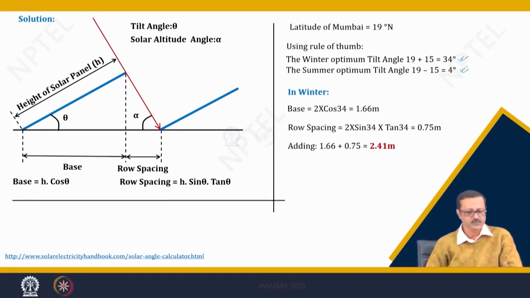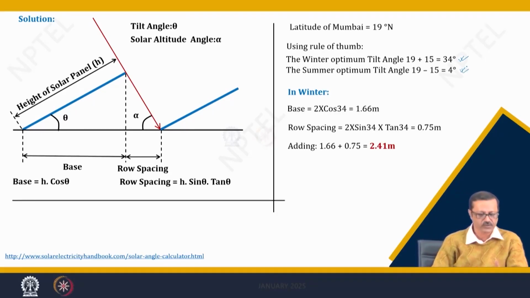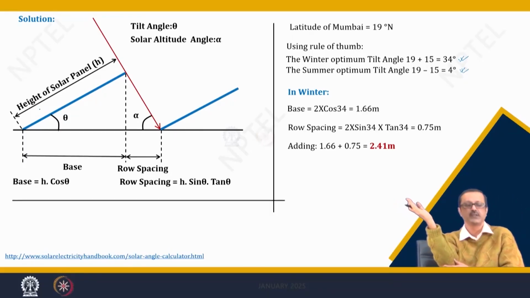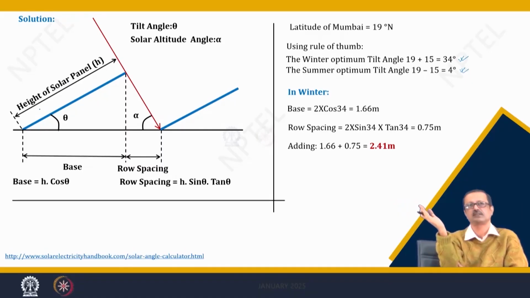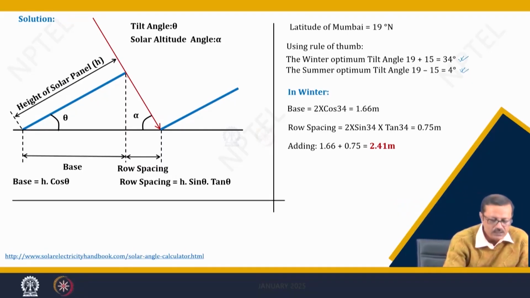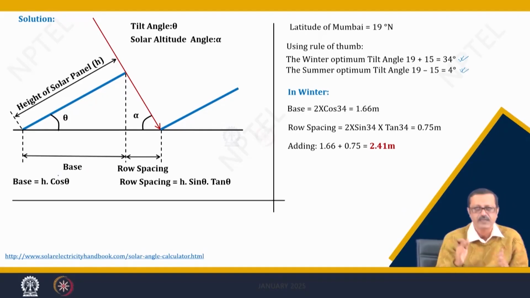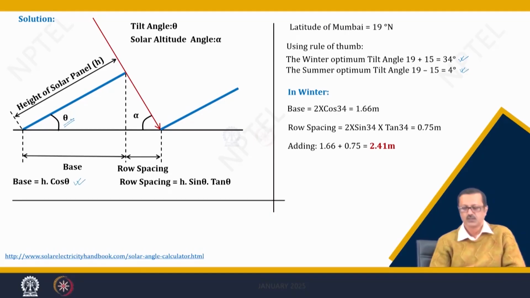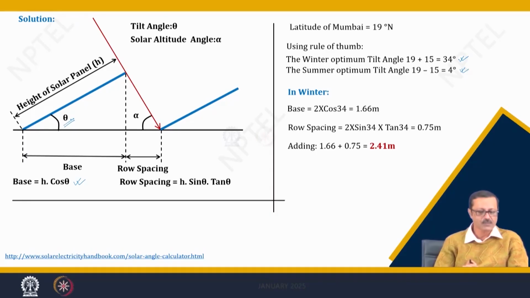Now, by simple arithmetic, the trigonometric calculation, I found that the blue color slanting line is the solar panel height, that is your 2 meter height, which I have mentioned over here. Let us suppose it is h. So, the ground projection is your base, and that base portion is your h cos theta, where the tilt angle is theta. So, either it will be 34 degree or 4 degree depending upon your winter or summer.